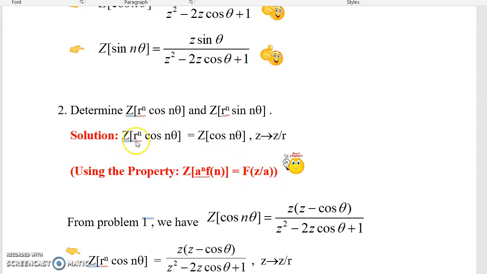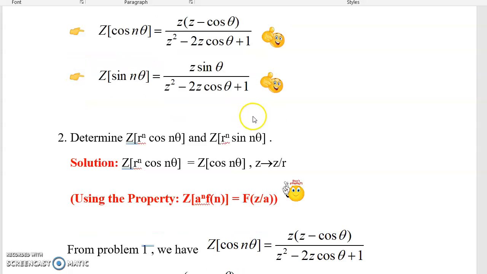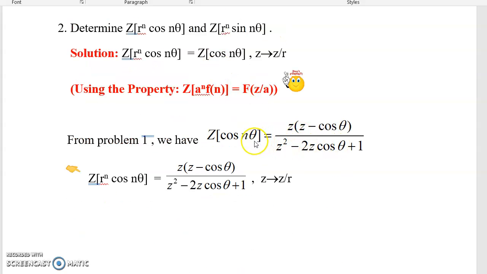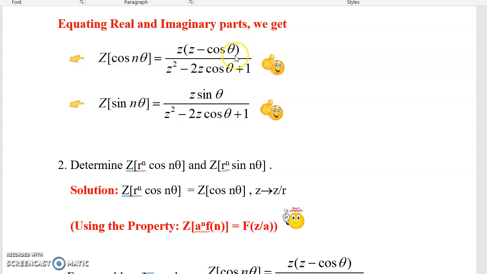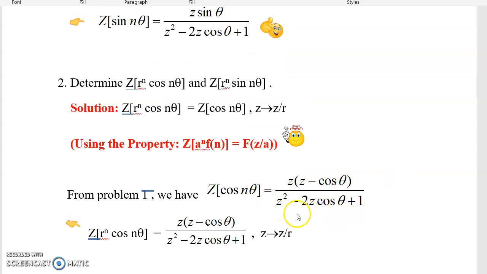So we shall remove this r power n. So the final answer will be z of cos n theta. But since r power n is removed, using this property, z goes to z by r. See here, instead of a, here you have r. So z goes to z by r. Now what is z of cos n theta? Just now we have evaluated the result for z of cos n theta. So let us substitute that answer. Z of cos n theta is z into z minus cos theta. So this answer we are substituting here by this.